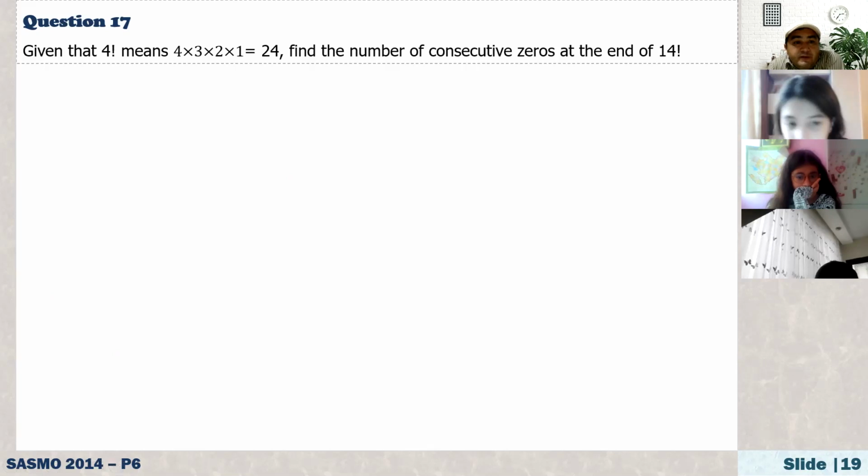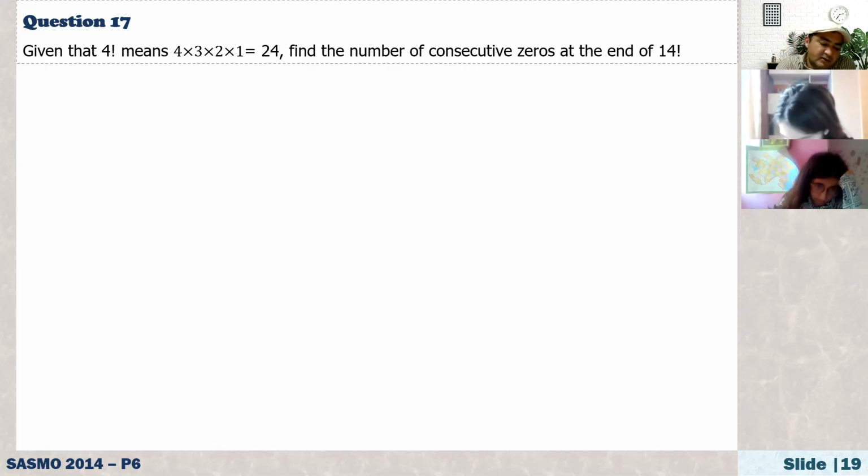Okay. So given that 4 factorial means 4 times 3 times 2 times 1, that's equal to 24. Find the number of consecutive zeros at the end of 14 factorial. Okay, first thing, give a try, and after 2 minutes, let's discuss, okay? Find the number of consecutive zeros at the end of 14 factorial.